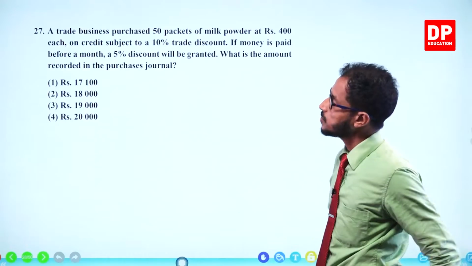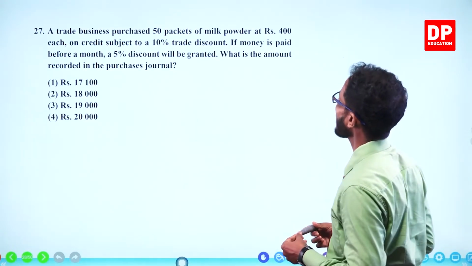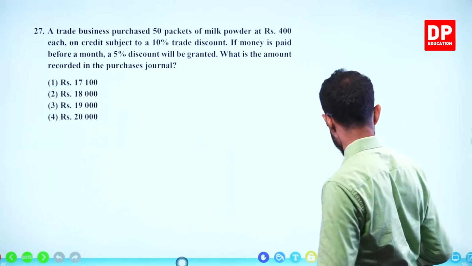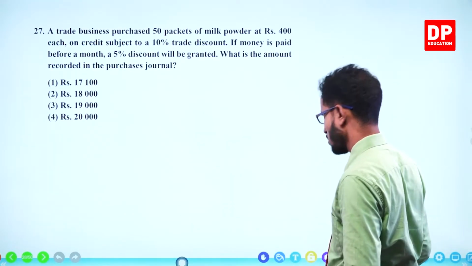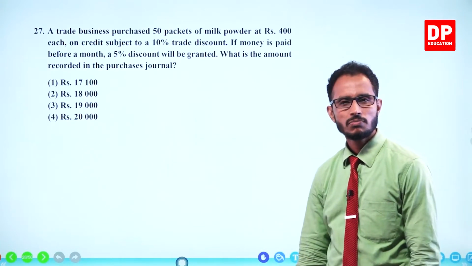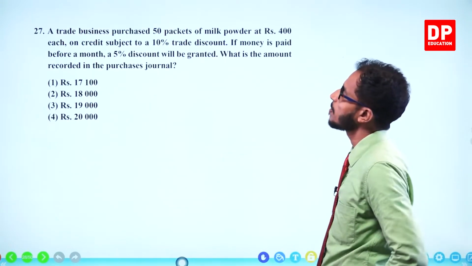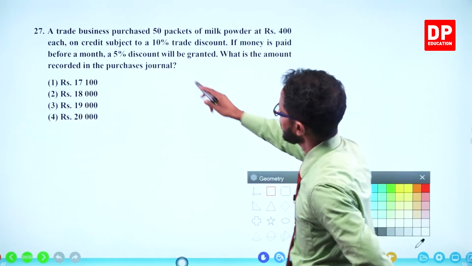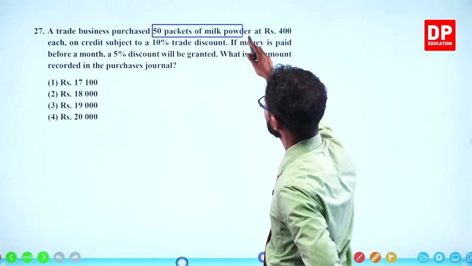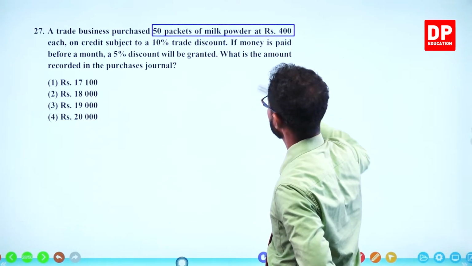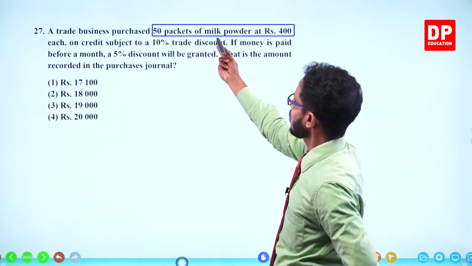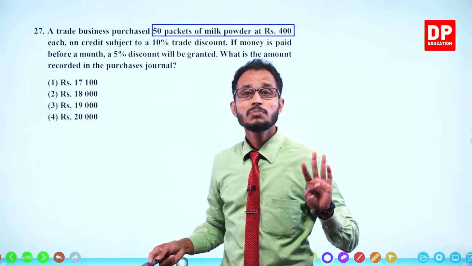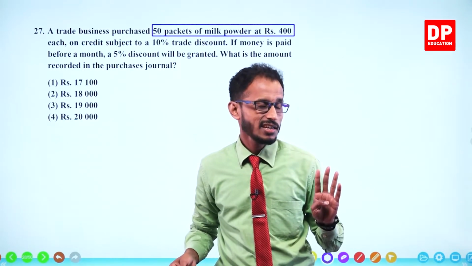27. A trading business purchased 50 packets of milk powder at 400 each. 50 packets of milk powder. A trading business purchased 50 packets of milk powder. Did you say milk powder? Yeah. Milk powder at 400 rupees per packet.